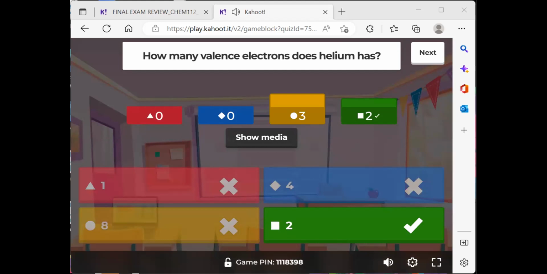Helium is the only element whose group number does not match its valence electrons, okay? It's an exception to the rule.